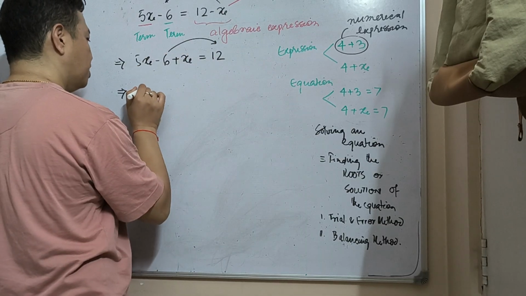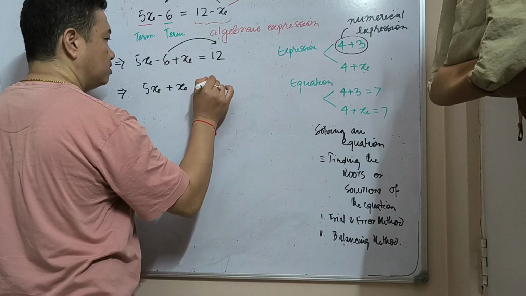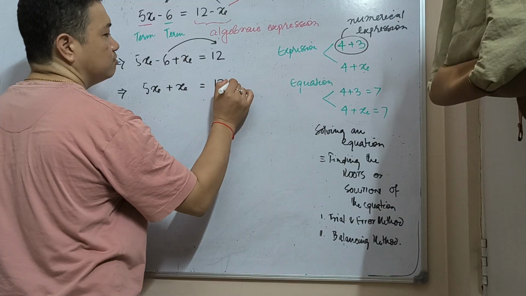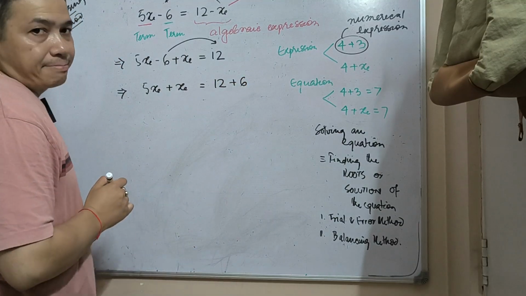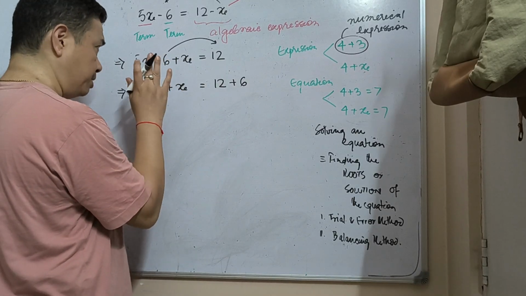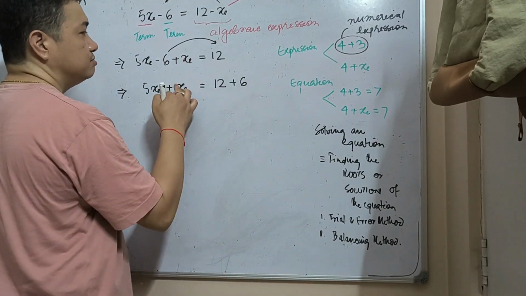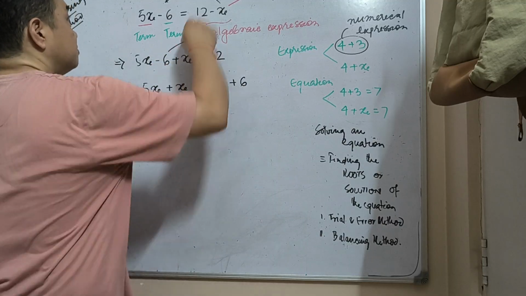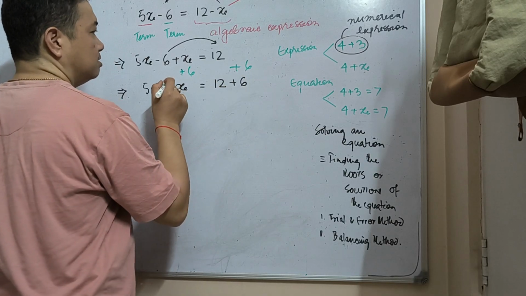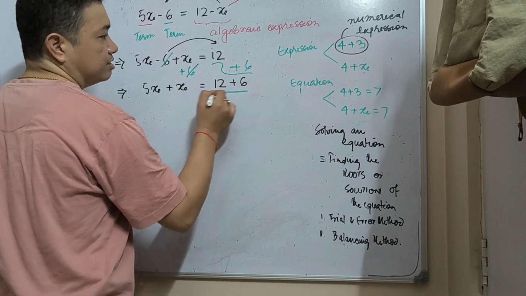So what remains over here? 5x plus x. On the right side, there was 12 already. When 6 is transposed to the right side, its sign will change. It will become plus 6. Transposing, if you think deeply, is the same as the balancing method. You're adding plus 6 to both sides. So when you add plus 6 over here and over here, this and this will nullify. What remains is 12 plus 6. That's what we have written here.